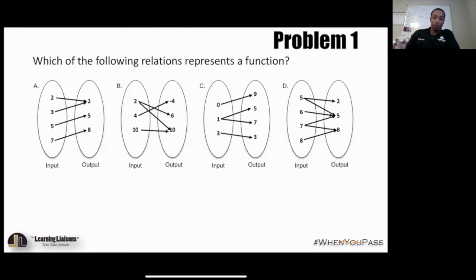So here's the premise. For something to be a function, you can only have one output for every input. What that means is an input can only go one arrow. One arrow, because we can only have one output. So the rule is from the input side, from the left side, you can only have one arrow going out. The answer here is A.